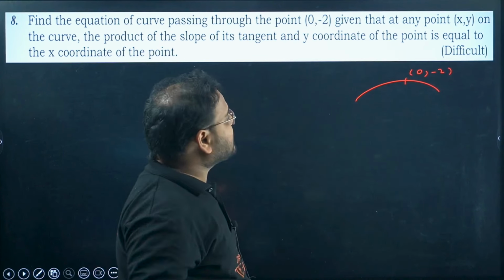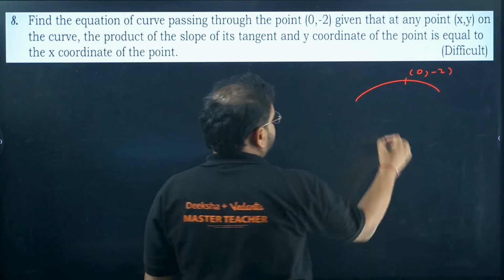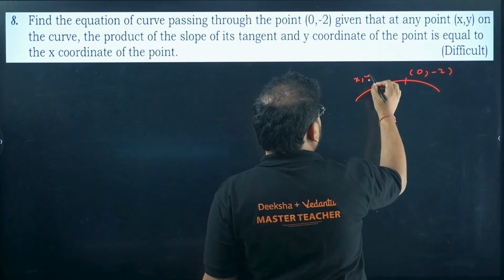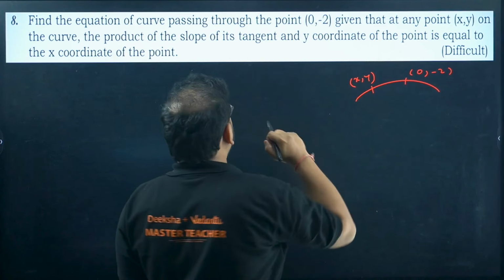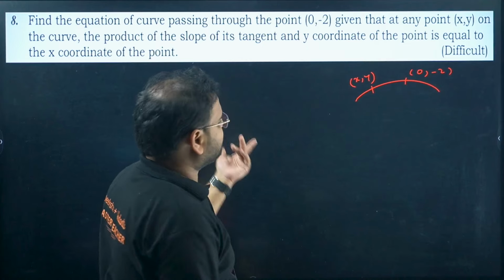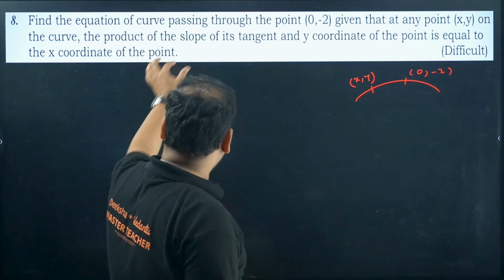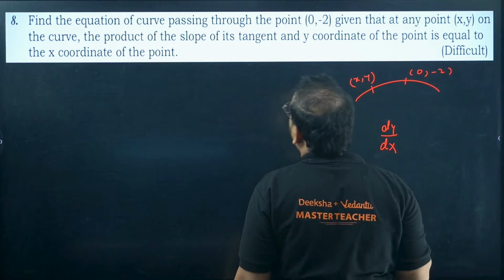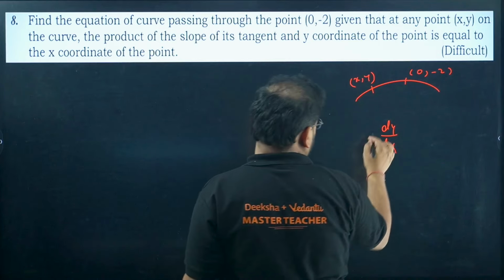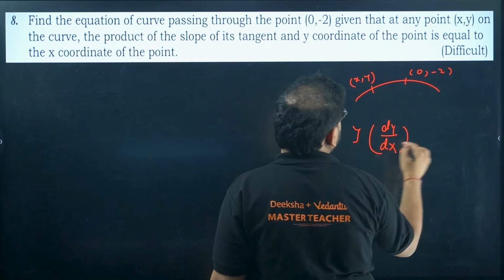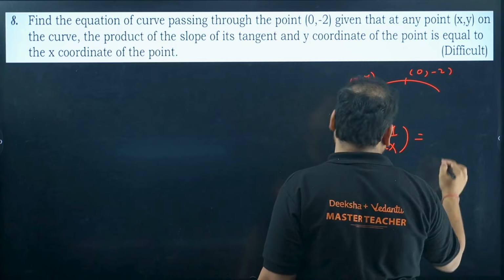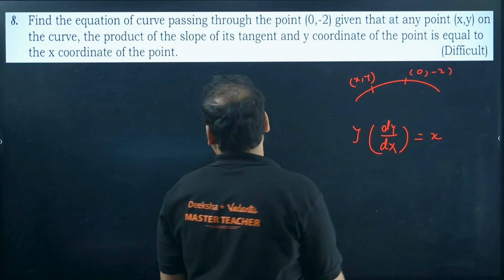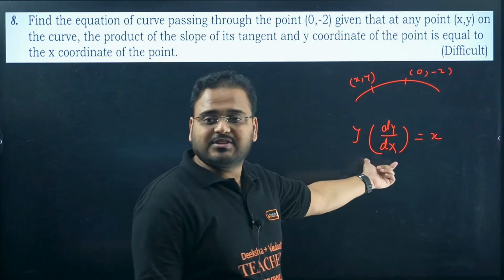There's a point x, y on the curve, they have given that, and the product of the slope, that is the derivative, with the y coordinate is equal to the x coordinate of the point. Okay, this is a differential equation.